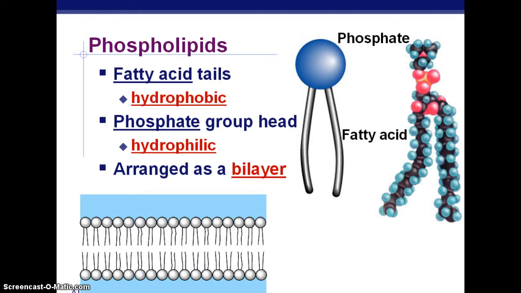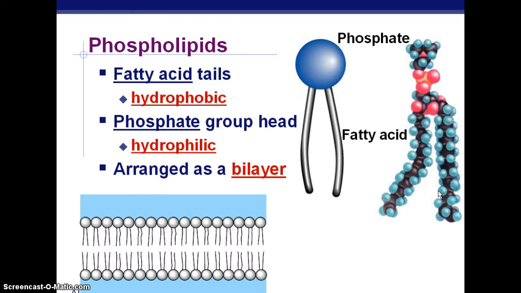Phospholipids are one of the key components of cell membranes. They're composed of two main parts. Here we see the phosphate head and the fatty acid tail, and over here we have a molecular diagram of the phosphate head and the fatty acid tails.